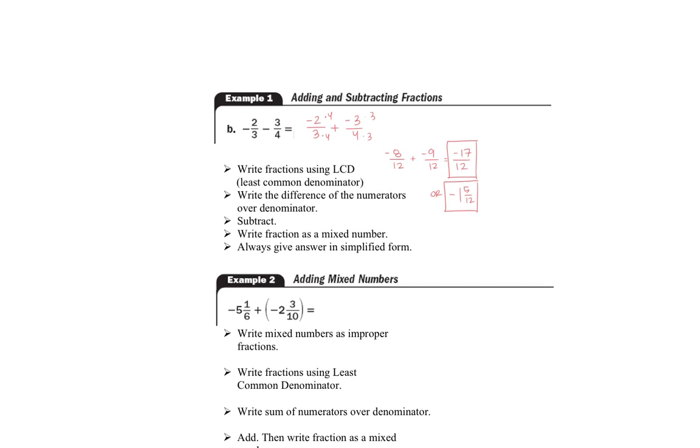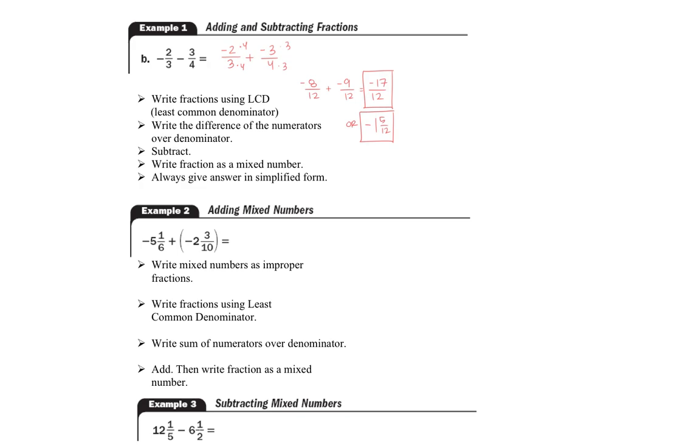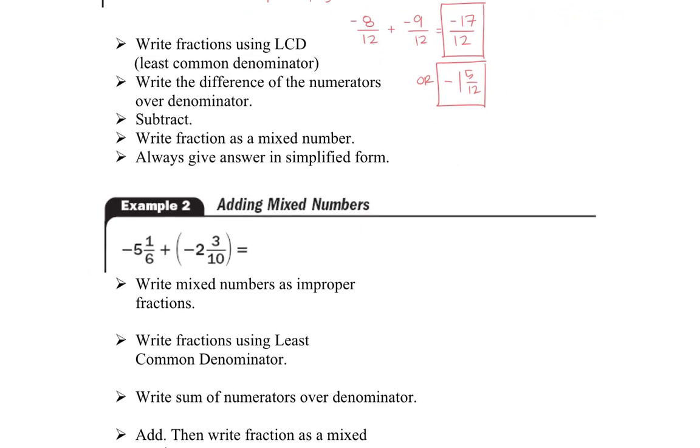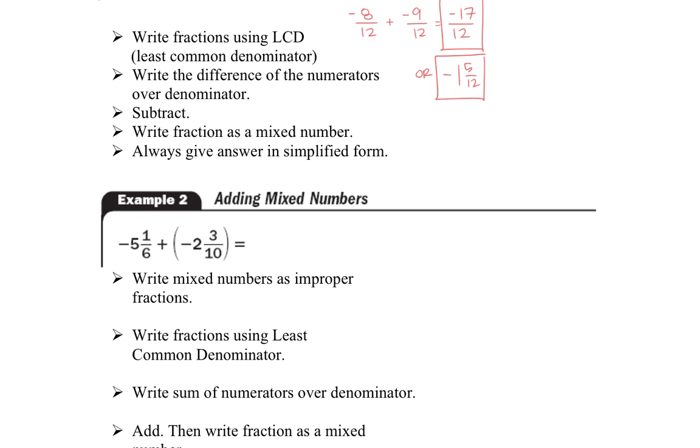All right, so now let's go down to the next example where we have some mixed numbers. As we've talked about with mixed numbers, the first thing we want to do is turn those into improper fractions. And when they're negatives, we do want to sort of ignore the negative, make it an improper fraction, and add that negative back on. So 5 times 6 is 30, plus 1 is 31.